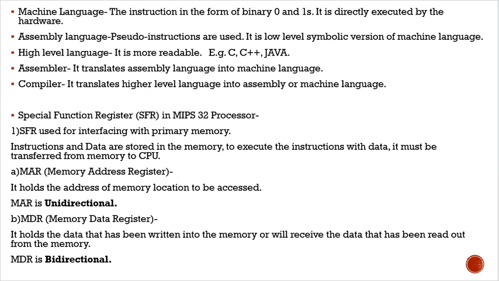As we know, instructions and data are stored in the memory. So to execute the instructions with data, it must be transferred from memory to CPU. So for that we use two special function registers, memory address register and memory data register. Memory address register holds the address of memory location to be accessed and it is unidirectional, whereas memory data register holds the data that has been written into the memory or will receive the data that has been read out of the memory. Hence, it is bidirectional.